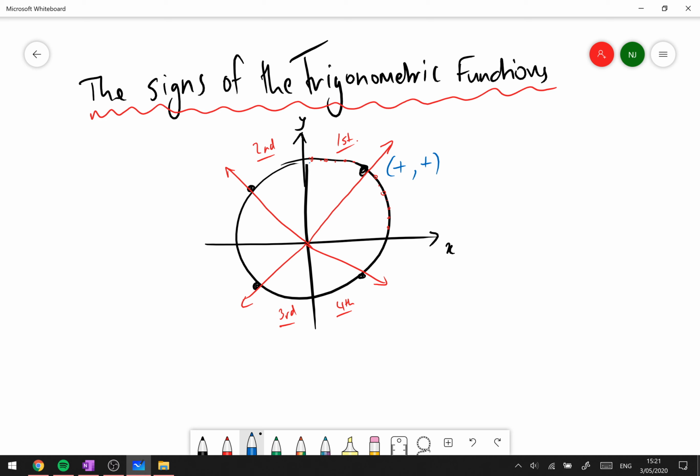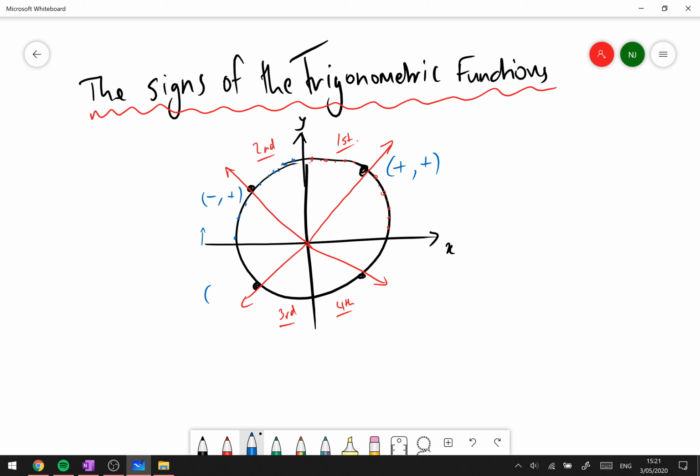Our next one is the second quadrant. We also know two things about this. Picking any point along here, they all share two things in common. The x value will be negative because it is on the left-hand side of the origin, where all the x values are negative. However, these points are still above the x-axis. So the y value, it doesn't matter what it is, is always going to be positive in this part of the circle.